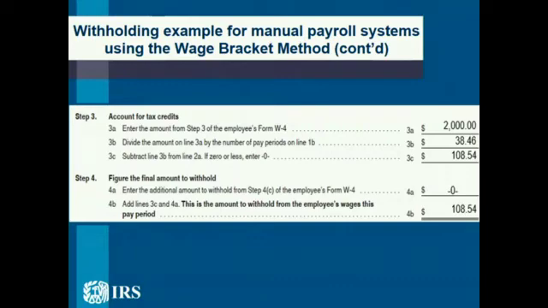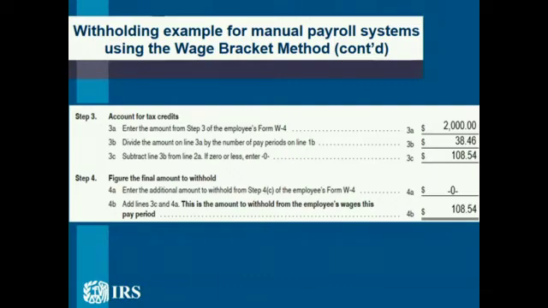Then we subtract the credit from the tentative withholding amount on line 2A. That is $147 minus $38.46, leaving us $108.54 for line 3C.